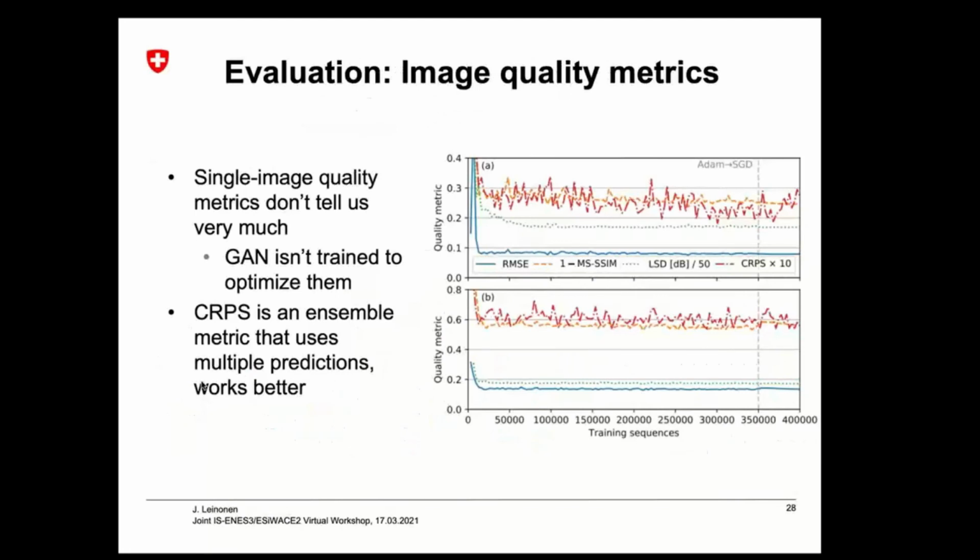I won't go into too much detail about this, but I'll just remark that to evaluate the image quality metrics, we use the so-called continuous ranked probability score, which is something that comes from ensemble forecasting, and this turned out to be quite a convenient way to evaluate the outputs when we have these many realizations.